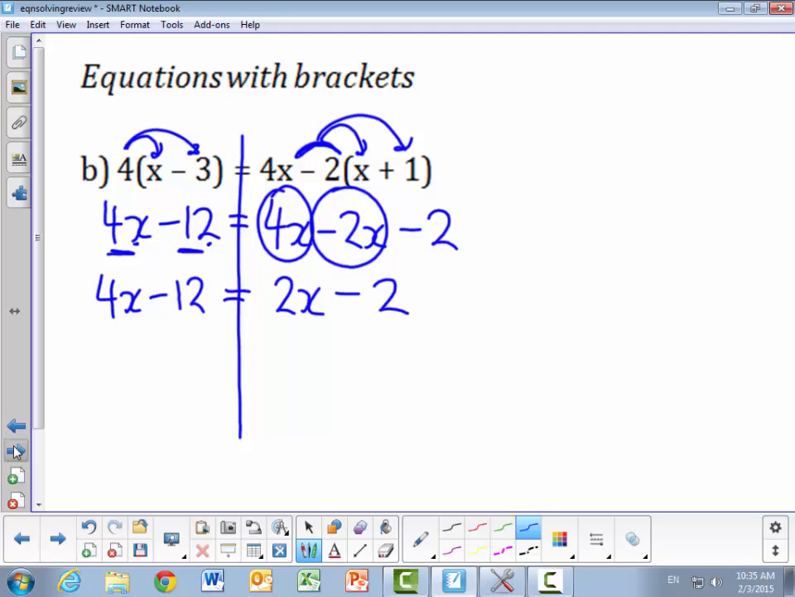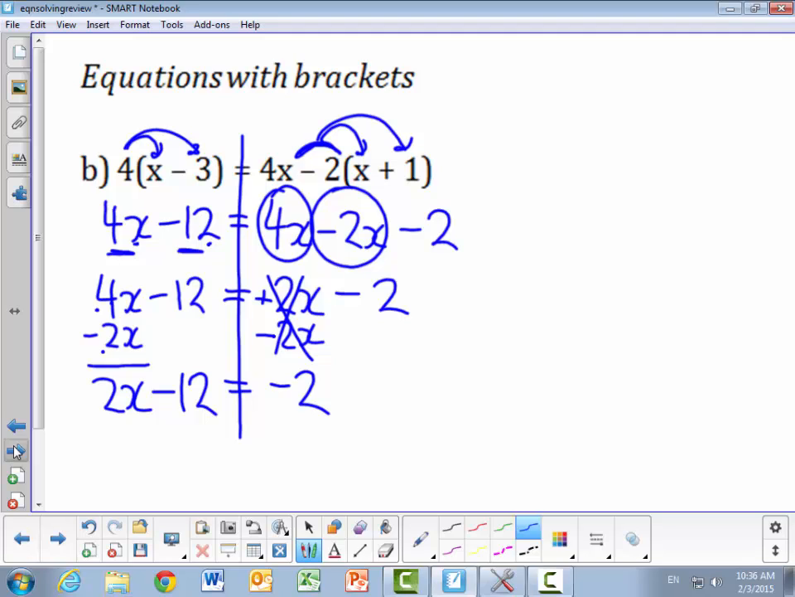Now notice I have variables on both sides of the equation, and I want to get them to the same side. So on the right side here, I have plus 2x, and I think what's the opposite of plus 2x? The opposite of adding 2x is to subtract 2x, so I'm going to do that to both sides of the equation. And so 2x minus 2x is 0. And on the left side, 4x minus 2x is 2x. So now I have 2x minus 12 equals negative 2.